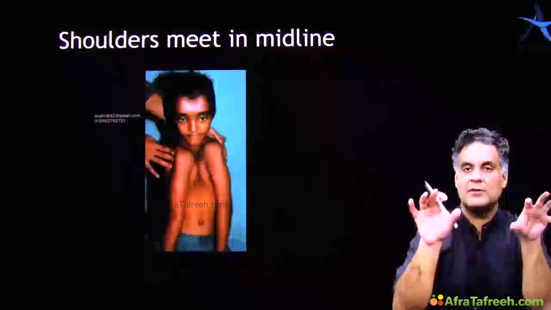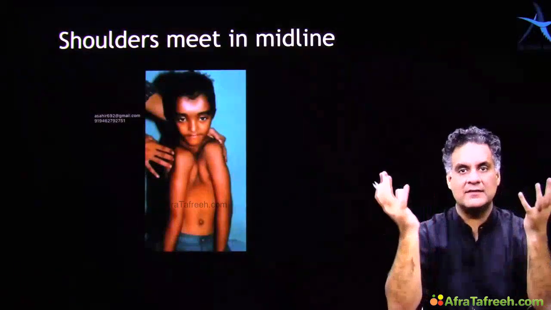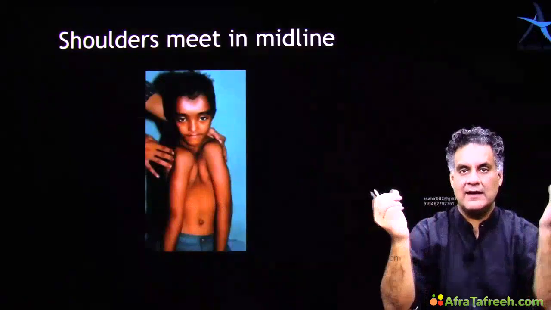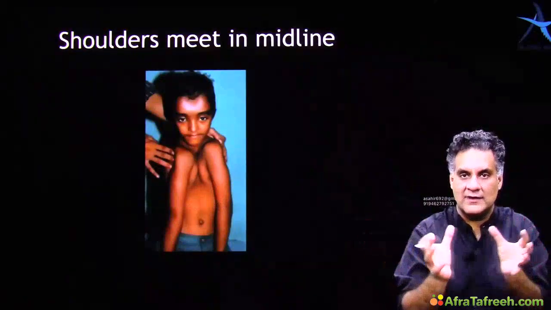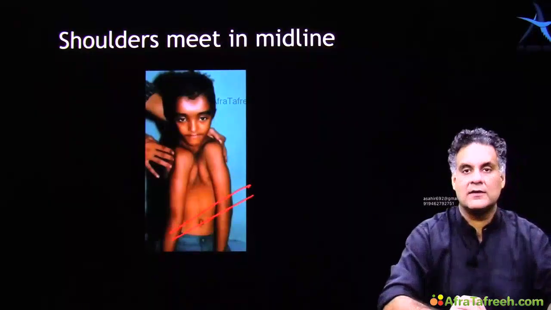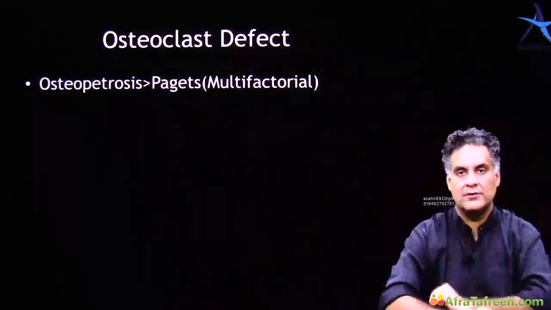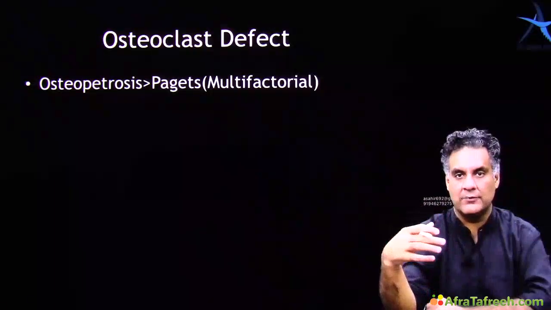And when you have an intramembranous ossification defect, cleido means clavicle, cranial means skull. They are defective. And when you don't have a clavicle, your shoulders can meet in the midline. This is called cleidocranial dysplasia. Shoulders can meet, it can come as a spotter. Your osteoclasts are important markers for bone.